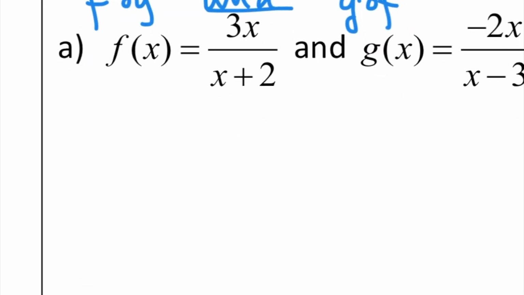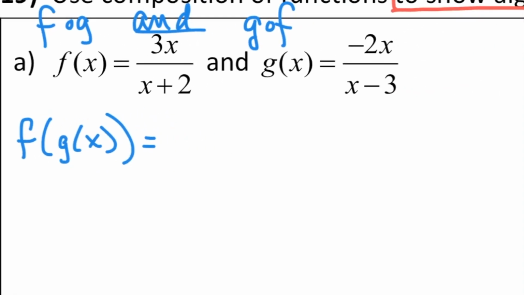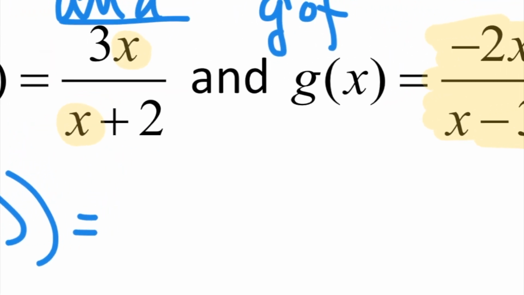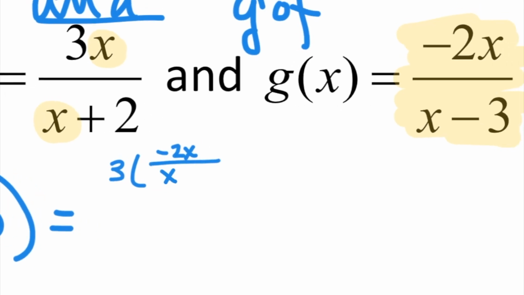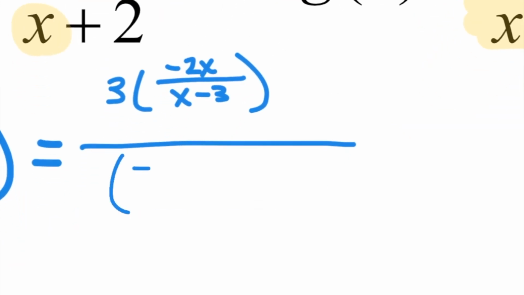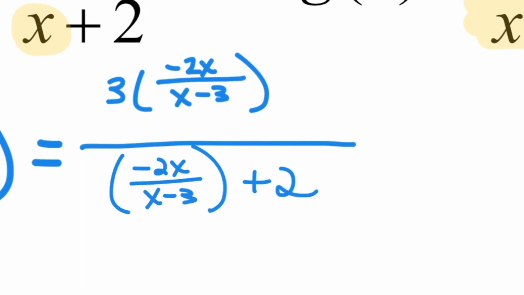Anyway, so here, f of g of x, and they're going to be a little messy now. You're going to take g of x, and you're going to substitute in these two places where we have f of x. And so that's going to be in the numerator 3 times that big fraction, negative 2x over x minus 3, and then in the denominator, that whole big fraction again, negative 2x over x minus 3, and then plus 2.